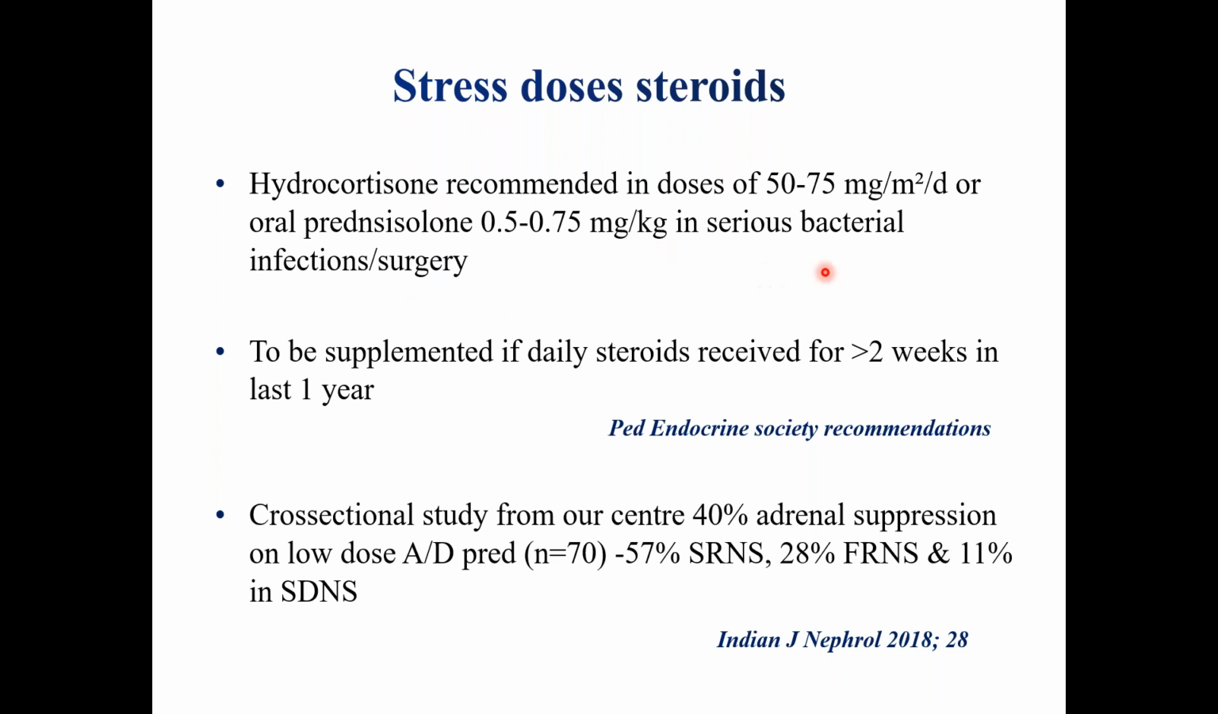A word about the use of stress doses of steroids. Well, stress doses of 50 to 75 milligram per meter square of hydrocortisone or oral prednisolone are recommended in patients who have been on steroids in the last 1 year. And this dosing is to be supplemented for all patients who land up with serious bacterial infections or are going up for any kind of surgery.